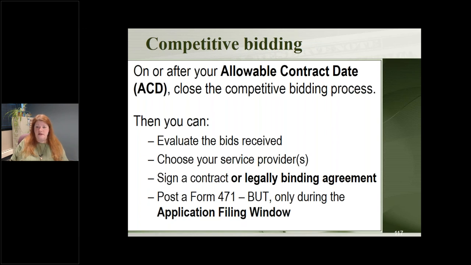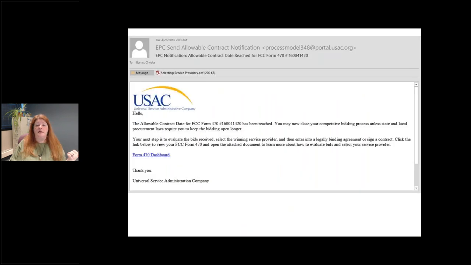Your 471 does have to be done also just during what we call the application filing window. And we'll talk about that, a certain period of time when you can do your 471. Now, when is your allowable contract date up? It was given to you when you first submitted your 470, but E-rate, USAC will also proactively send you an email letting you know.